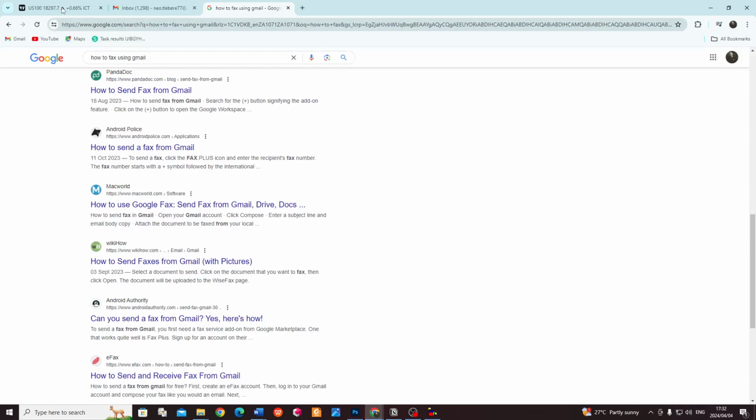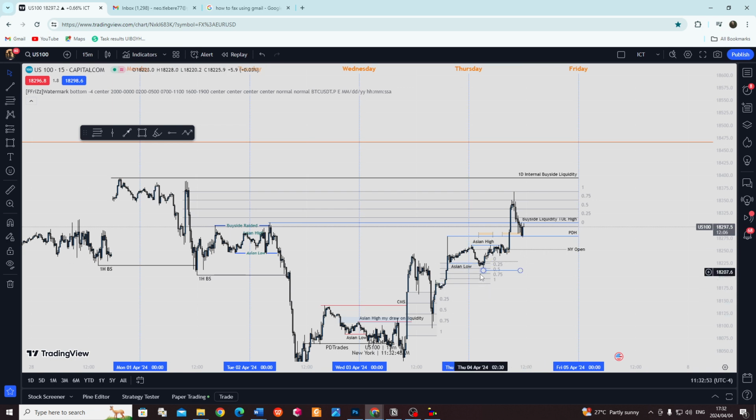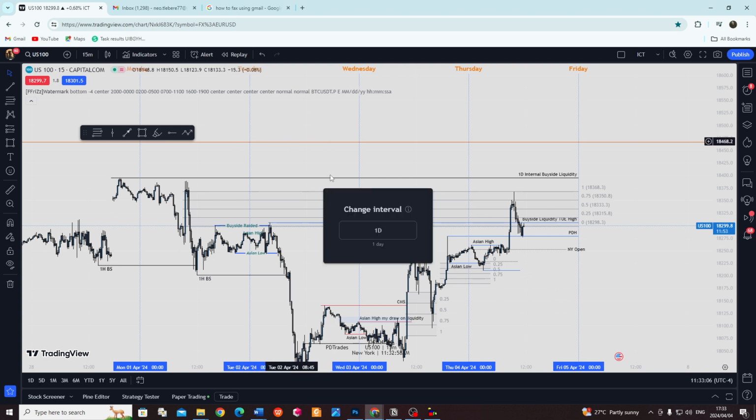Okay. Let's get to it because I'm a bit busy at the moment, so I just wanted to analyze what has been going on in the market. Firstly, I'm going to go to my daily time frame since it's my bellwether time frame for direction.